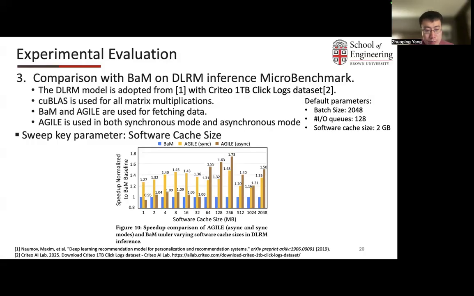But for the asynchronous mode of Agile, it first lags behind. This is because the software cache size is very small, and we have to kick out some data even if this data has just been fetched and hasn't been used. This is necessary because we need to avoid blocking other threads to eliminate the deadlock risks. If we scale the software cache size to a certain point, such as 64 megabytes in this case, Agile asynchronous mode will outperform Agile synchronous mode again.